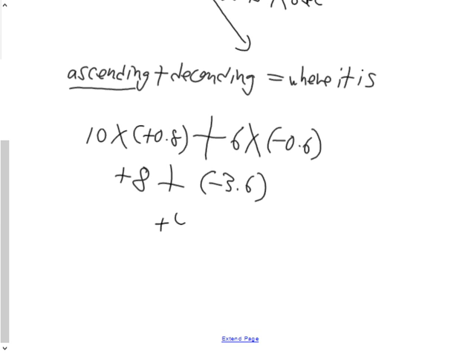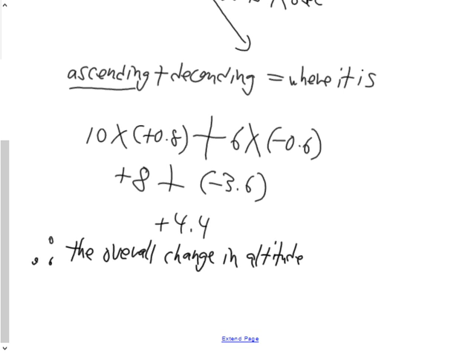So therefore, no pun intended, therefore, that is our answer. And then we're going to end with a therefore symbol. Therefore, the overall change in altitude was 4.4 meters. Now I don't have to say positive because it's implied, but that's how we end our story problem.